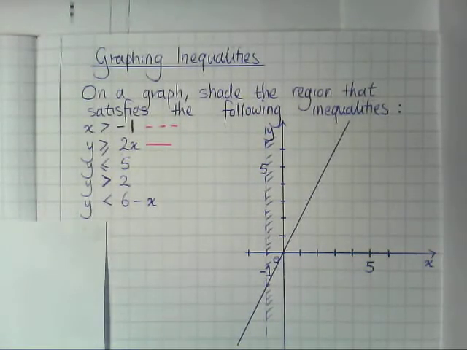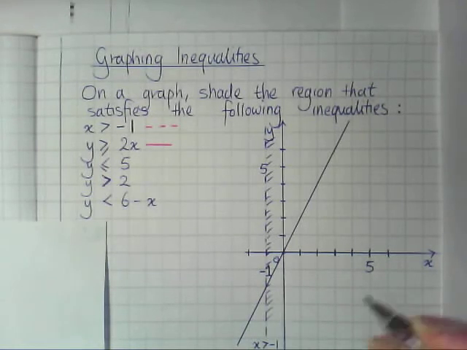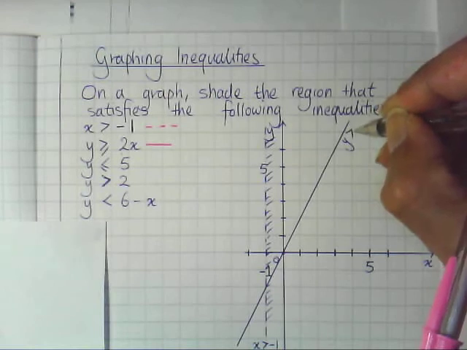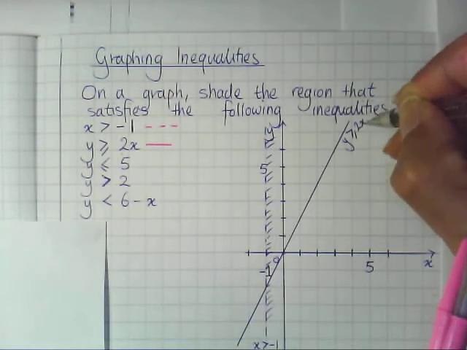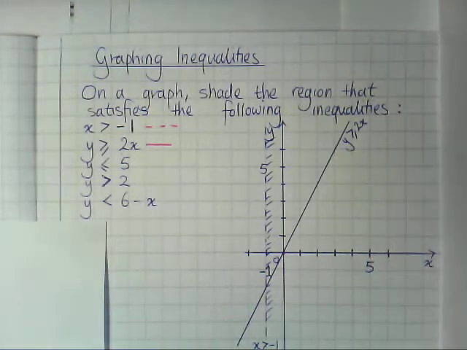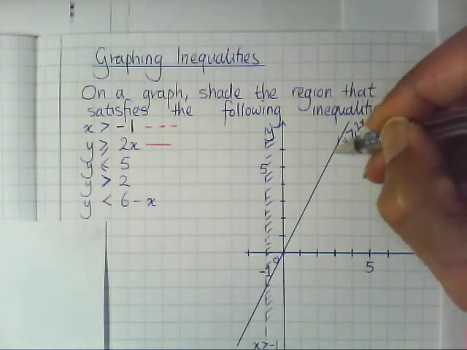So that is x is greater than -1. This is y is greater than or equal to 2x. Now, greater than or equal to 2x means all the values above the line. So we shade that part in.